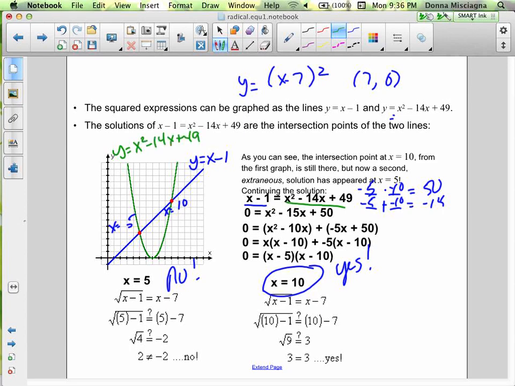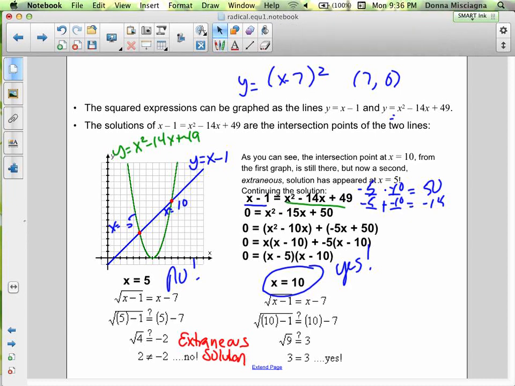And when we squared, now we got an extra solution. Now the line intersects twice. And when we check x equals 5, that does not work because 2 does not equal negative 2. So that's not a solution. That's an extraneous solution. Sometimes when we square, because we change the equation to one that has two solutions, we get an extra solution that's just not a solution because it's extraneous.